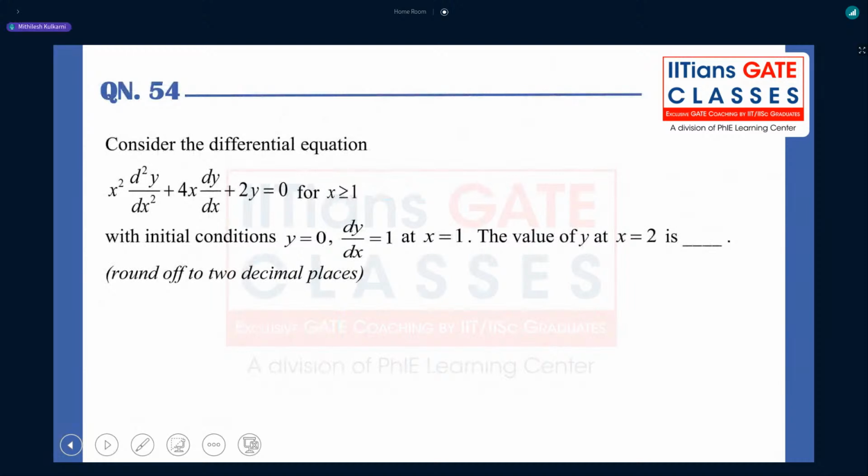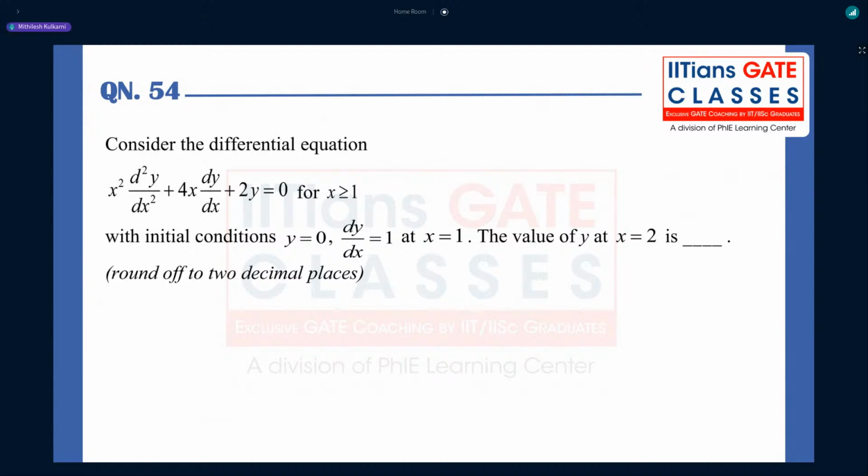Yeah, this is the last question here from the exam. Consider a differential equation x square d2y by dx square plus 4x dy by dx plus 2y equal to 0. And the initial conditions are given: when x is equal to 1, y is equal to 0, dy by dx equal to 1. And the value of y at x is equal to 2 is supposed to be calculated.